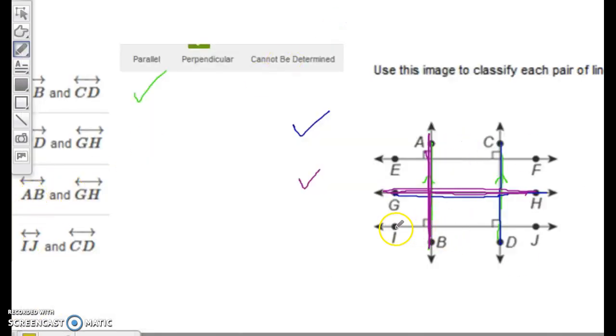All right, IJ and CD. Okay, well, we know these are perpendicular because it has a nice little box for us there, so I'm feeling really confident about that one. That's definitely perpendicular. And since I didn't get any new information about that, I also feel really good about this purple answer too. It cannot be determined.